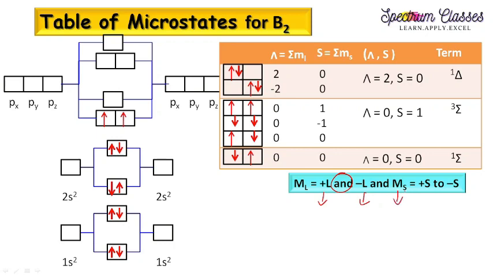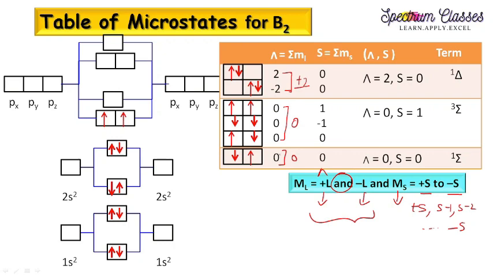But similar to atomic states, we have S, plus S to minus S, meaning plus S, S minus 1, S minus 2 and so on up to minus S. So with a unit difference, we move from plus S to minus S. So for my lambda, I have +2 and -2. This is done. So plus and minus 2 will represent one microstate. Here we have 0, 0 and 0. So this is my another 0 state.